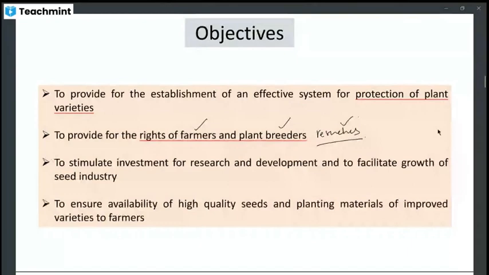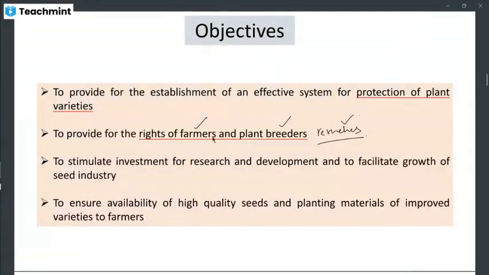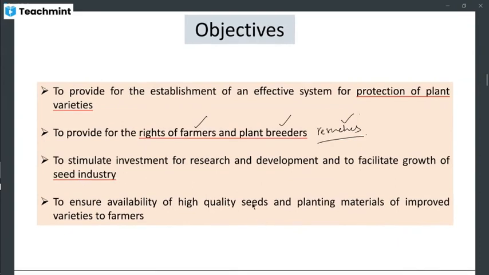So that is the main objective. And based on these objectives, there are some other objectives which are derived. It is used to stimulate investment for research and development and to facilitate the growth of the seed industry. So this is the basis of everything. It helps in investment for research and development in the seed industry, which ultimately leads to the supply of high quality seeds and planting materials for the farmers.